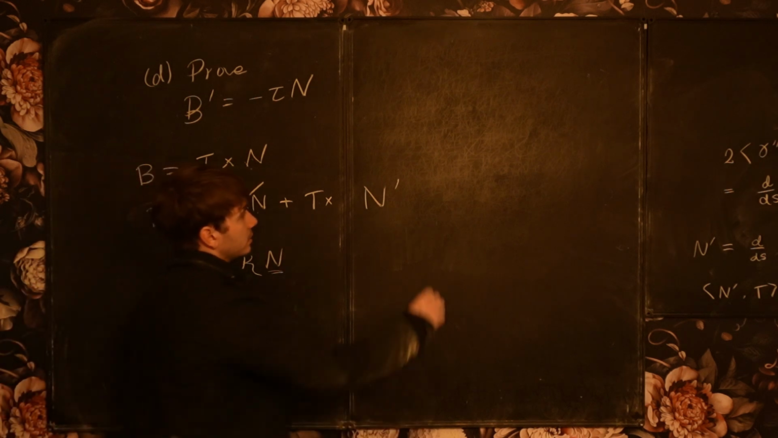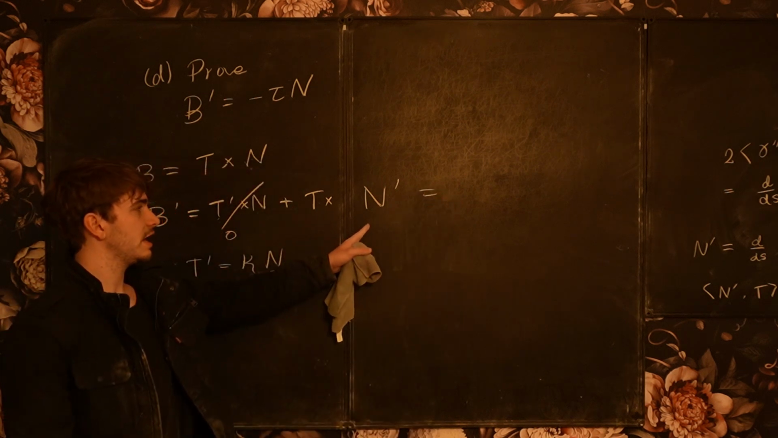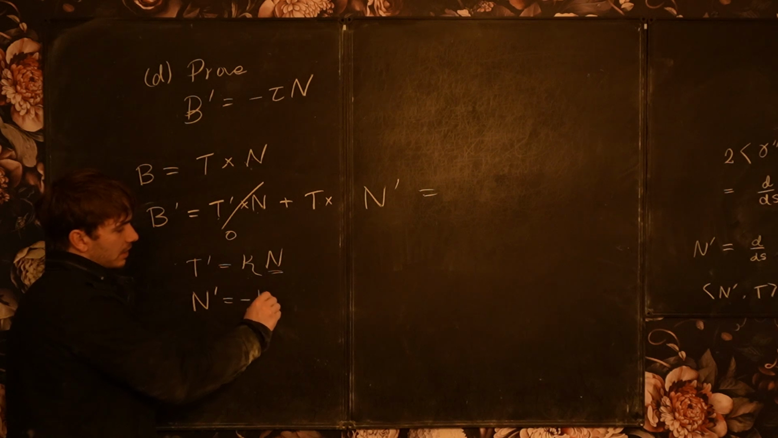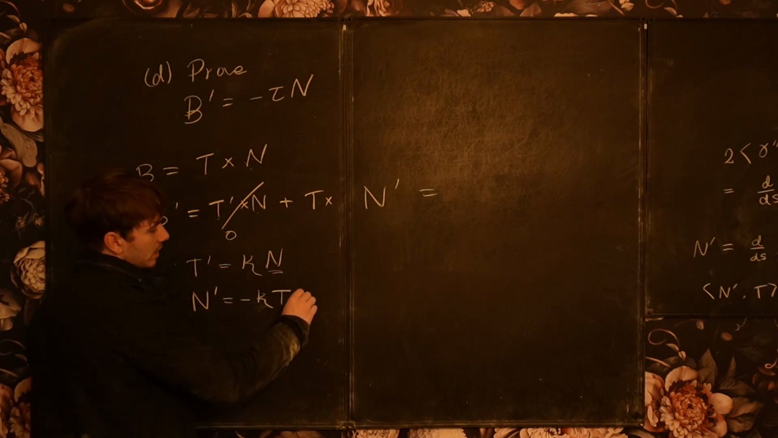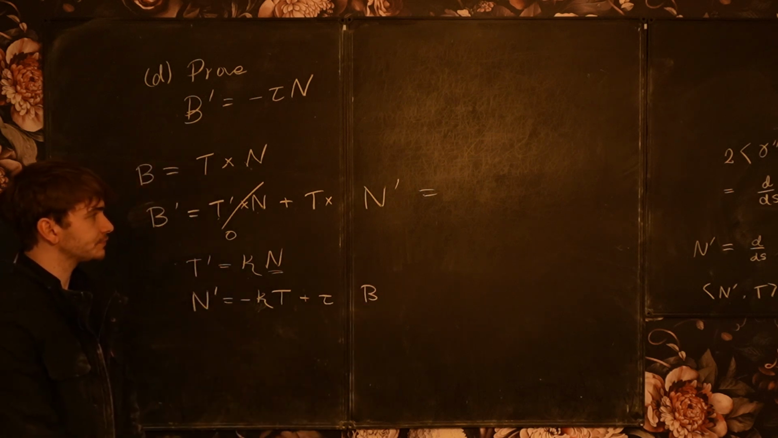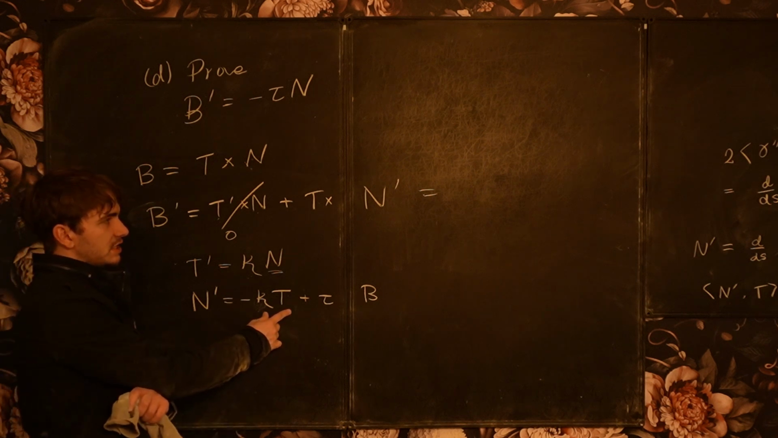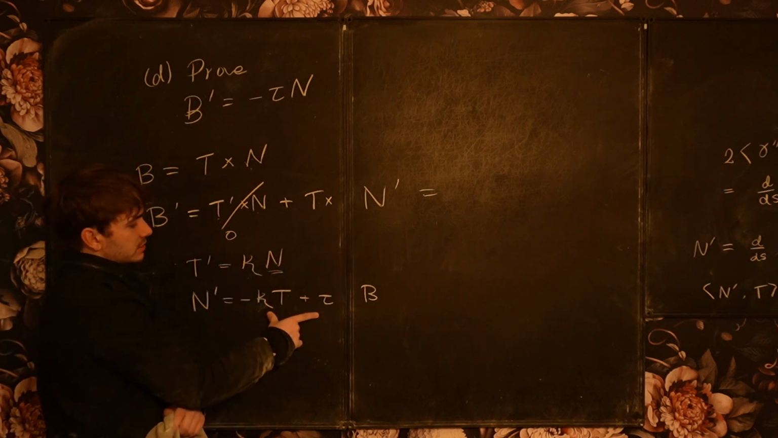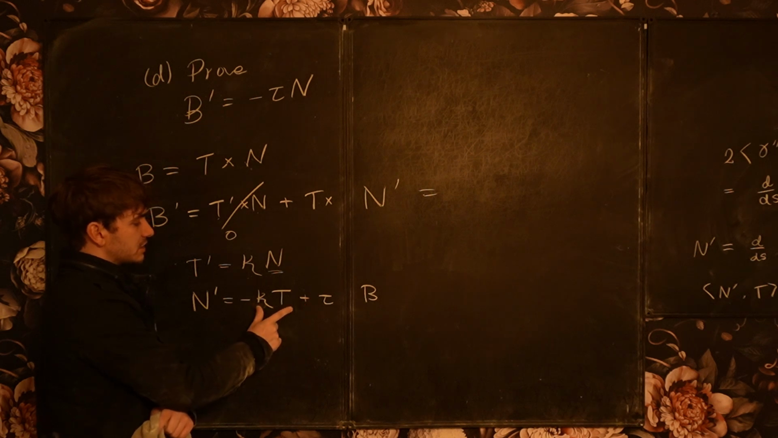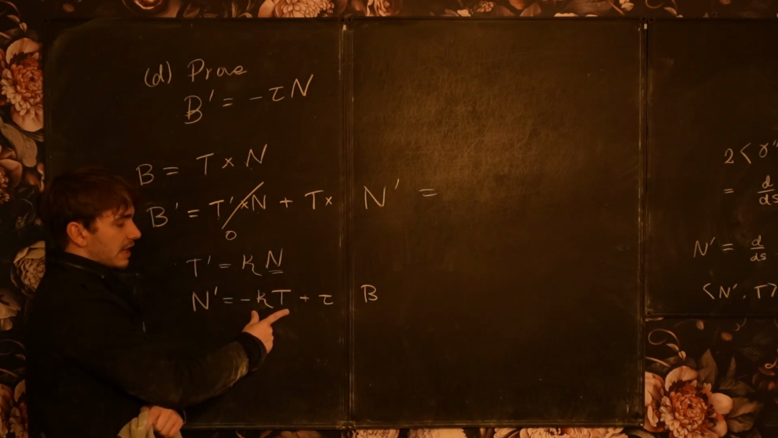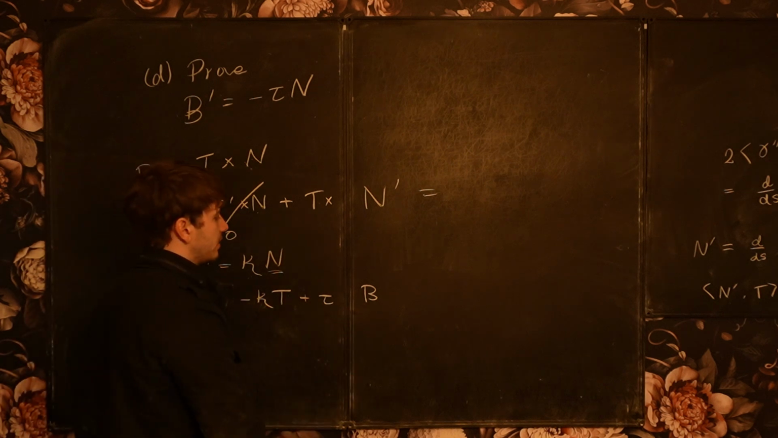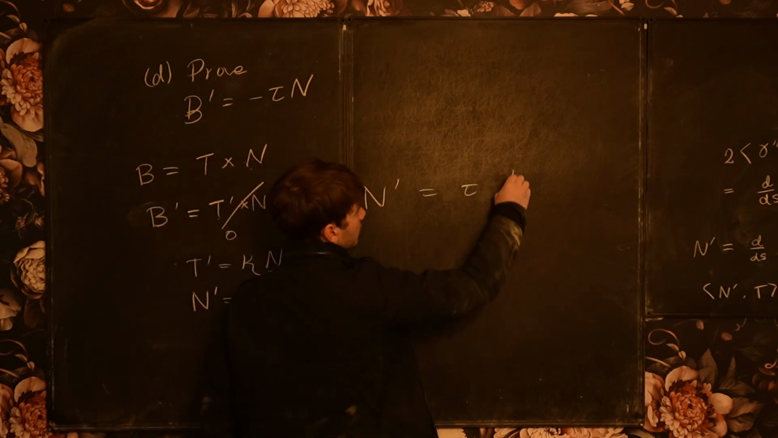The second term is t cross n prime. Now we solved in the previous part of the problem that n prime was negative kappa times t plus the torsion tau times b, the binormal vector, okay? So the component in the direction of t is going to go to 0 against this cross product. Note that the cross product is linear over this addition sign, so it'll split over the addition sign, and then t cross negative kappa t is 0 because t cross itself is 0. Kappa is a constant. So this is just going to give me tau times t cross b.